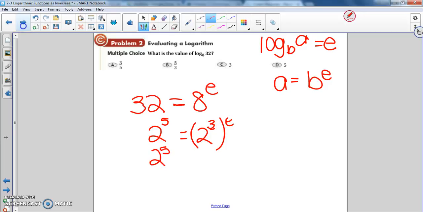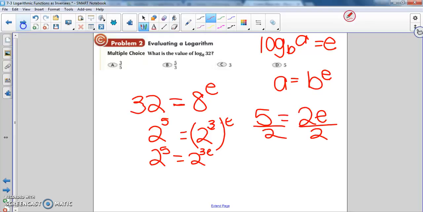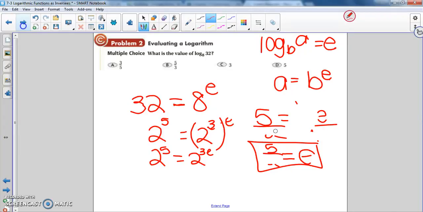So we have 2 to the fifth power is equal to 2 to the 3e power, because when we have a power to a power, we multiply them. Since we have the same base, we can take our exponents and set them equal to each other. So 5 has to be equal to 3e. Solve for e, making our exponent equal to 5 over 3. I'm sorry, this should be 3e, because it was 3e here. So e would be equal to 5 over 3.